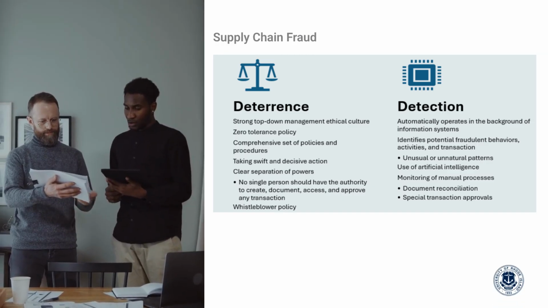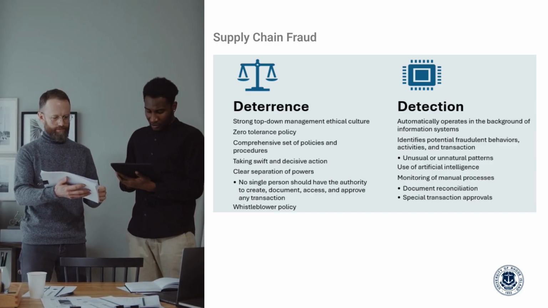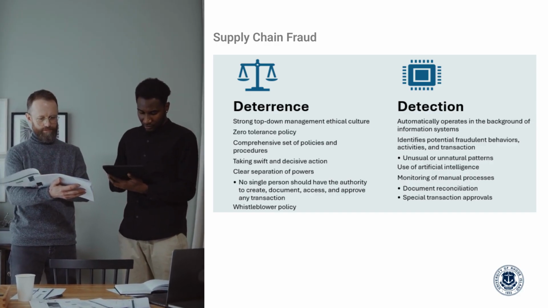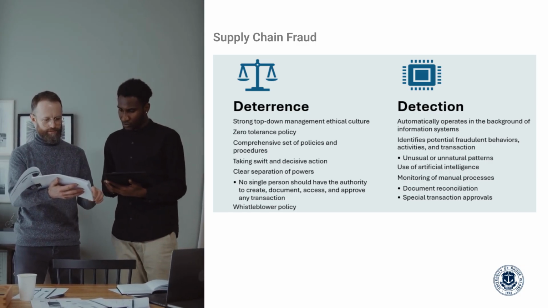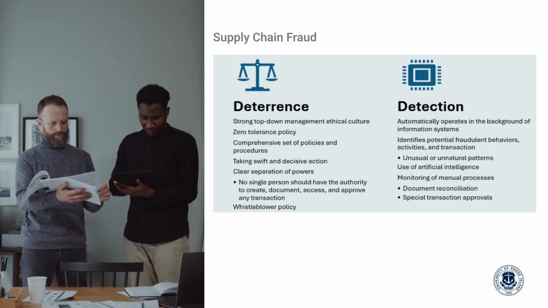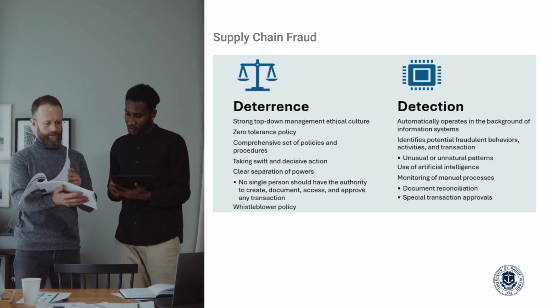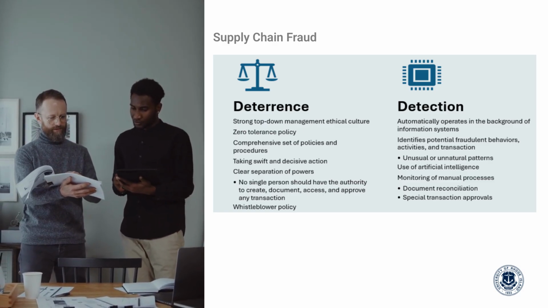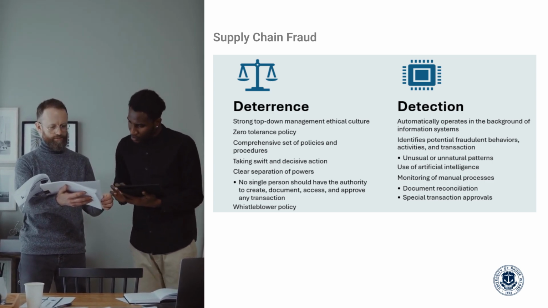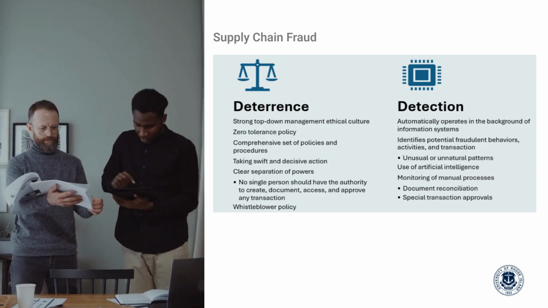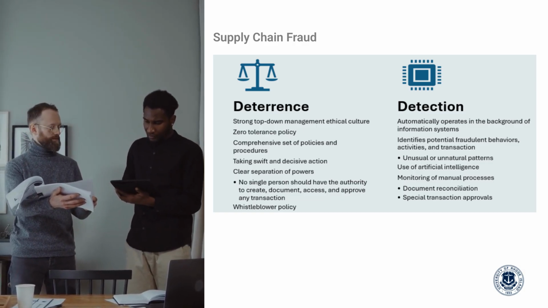Supply chain fraud is often invisible, poorly understood, and can cost up to 5% of revenue. It can occur anywhere in the supply chain, and accounting often recognizes it before supply management. In terms of fraud mitigation, there are two broad categories: deterrence and detection. Deterrence requires strong ethical culture, policies, decisive action, separation of duties, and whistleblower programs. Detection uses automated monitoring, pattern recognition, AI tools, manual process monitoring, reconciliation, and special approvals.